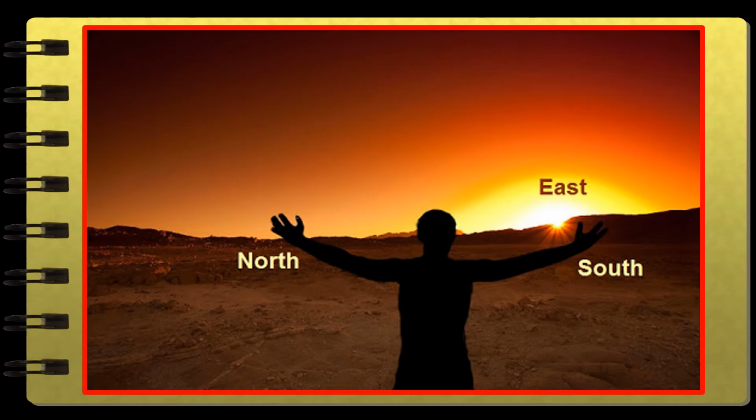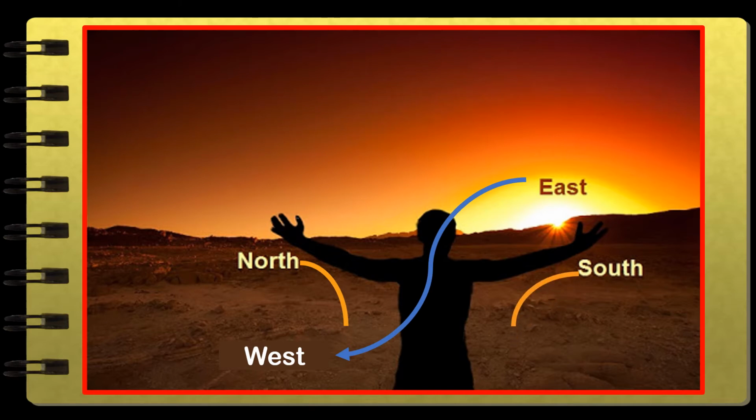Here is another picture of the sunrise. Look at this man. He's standing with his arms outstretched. Now, if he is looking at the sunrise, that is at the east, then where will be the west? We just said west will be the opposite of east, right? Now, look at his left arm. That will be the north. Yes, you are right, children. And his right arm will point to the south.